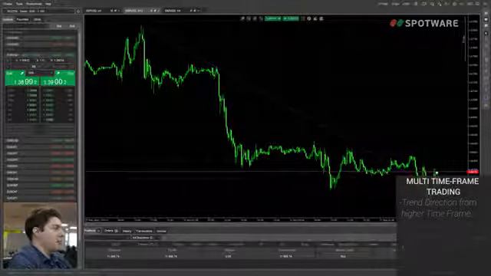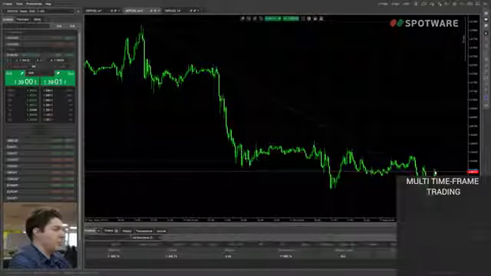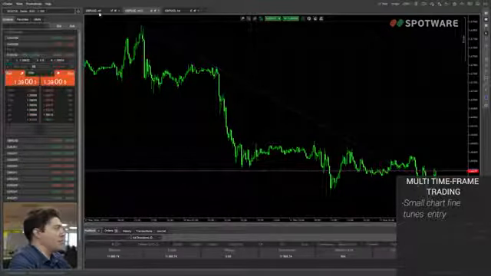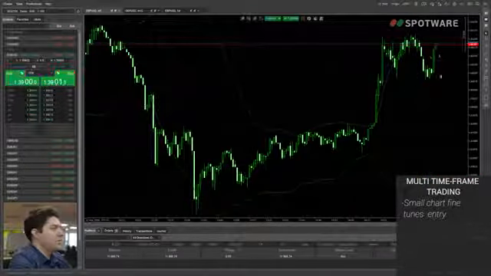But I'm not going to enter just yet. What we're going to do is what we talked about before. We're going to go to the 1 minute chart, the small chart, to fine tune our entry.